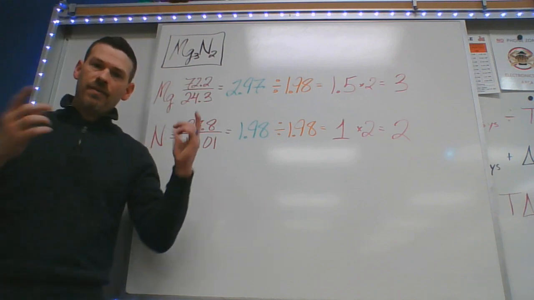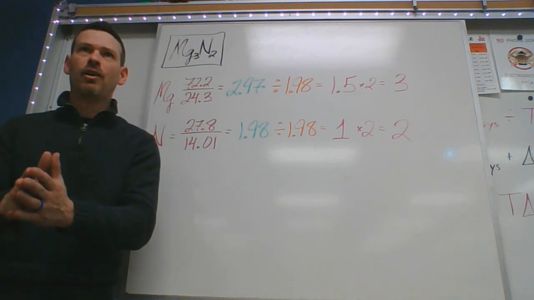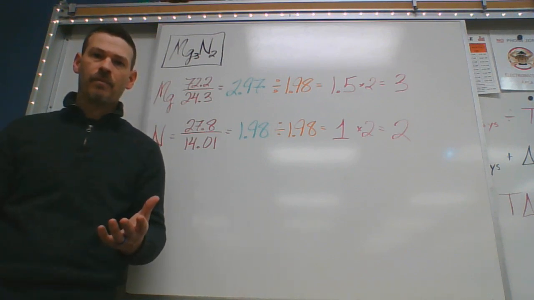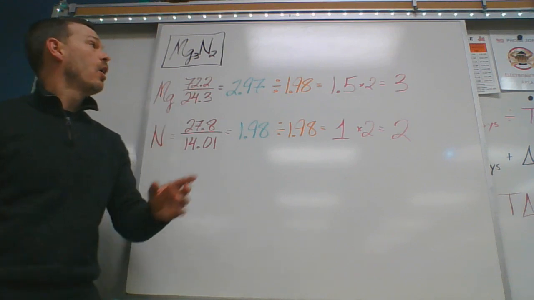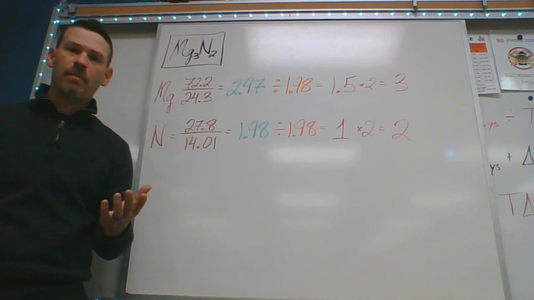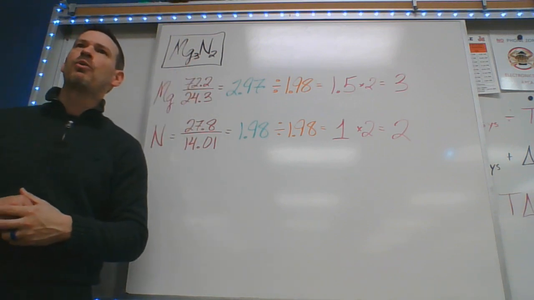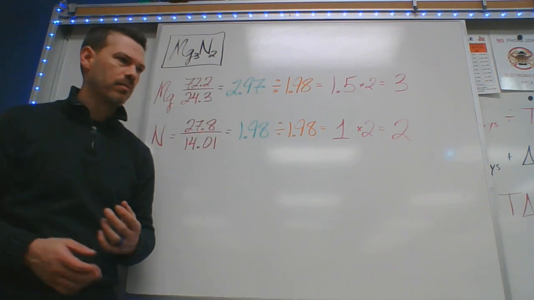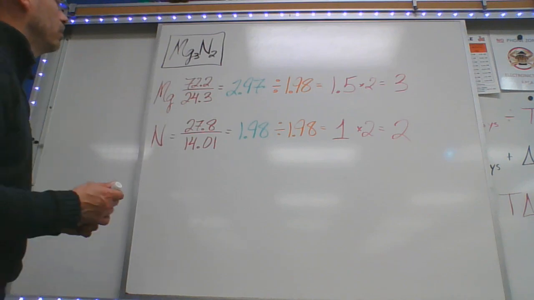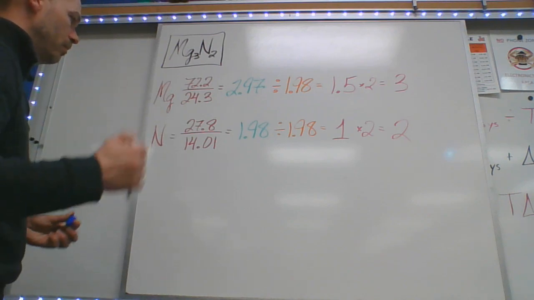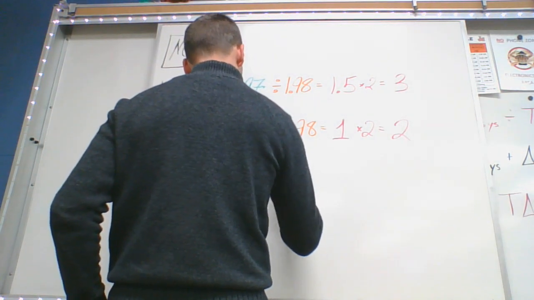Now, that's the empirical, but we are pretending we need the molecular, so let's keep going. After finding the empirical, next in the molecular, we need the molar mass of the empirical. Find it. I'm going to draw a card. Find the molar mass of Mg3N2, magnesium nitride. We are finding the empirical molar mass right now.